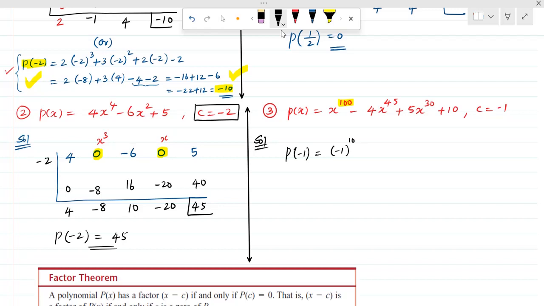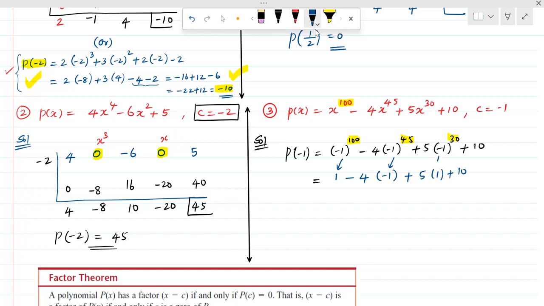Minus 1 to the power 100 minus 4 times of minus 1 to the power 45 plus 5 times of minus 1 to the power 30 plus 10. Now since this is an even power, you have plus. This one becomes plus 1. Now this is an odd power. You will have minus 1. So I will have 4 times of minus 1 because it's odd. And since it is an even number, you will have plus 1, plus 10.